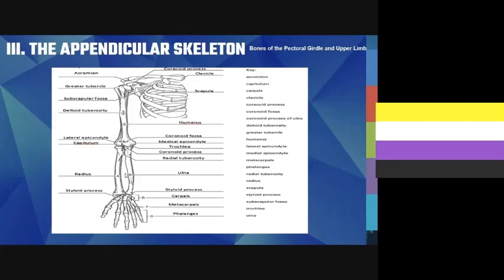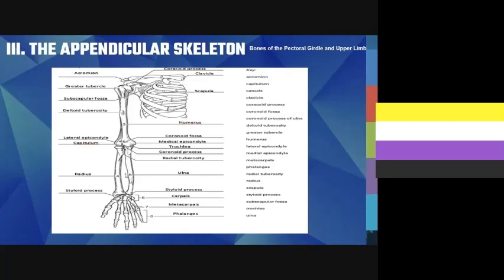Clavicle, we have the clavicle. It is also known as the collarbone. It's the only bone that connects the pectoral girdle to the axial skeleton and is the only long bone in the human skeleton that rests horizontally. Scapula. It is a large triangular shaped bone in the upper back. Humerus, it is the largest bone of the upper extremity and it defines the human brachium, the arm.